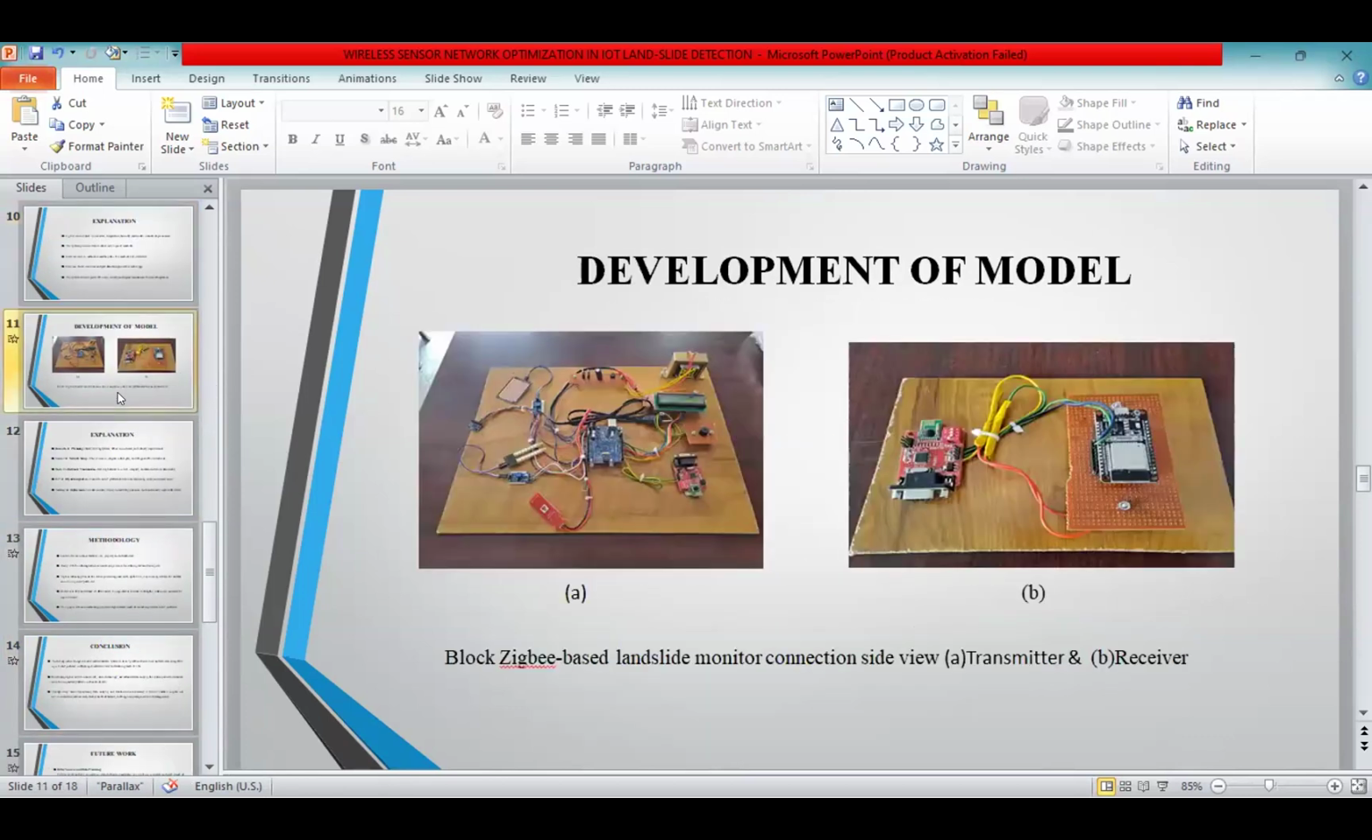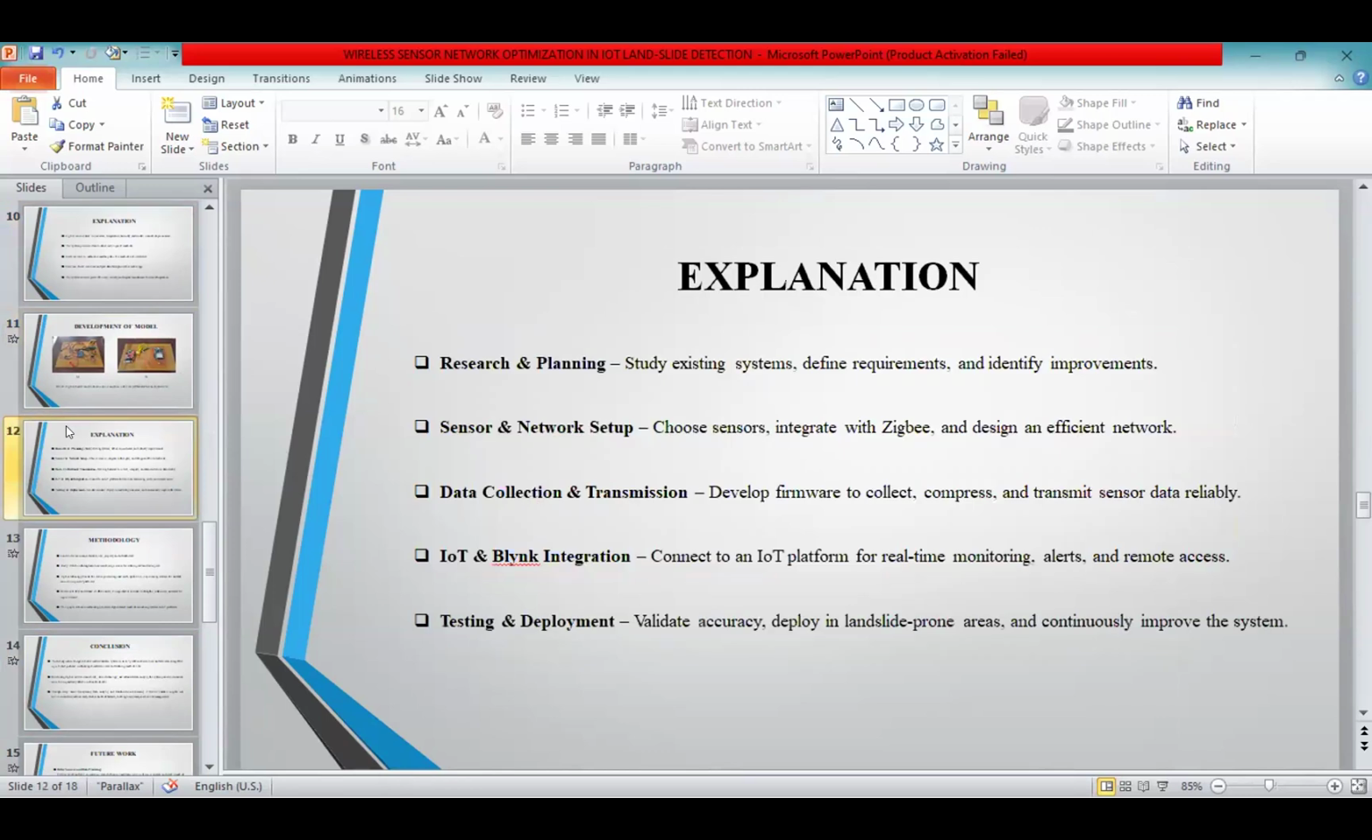Here is the development of the model. The block diagram of the Zigbee-based landslide monitoring connection, side view, and the transmitter and receiver. Research and planning: study the existing system, define requirements and identify improvements. Sensor and network setup: choose sensors integrated with Zigbee and design an efficient network. Data collection and transmission: develop firmware to collect, compress and transmit sensor data reliably. IoT and Blynk integration: connect to an IoT platform for real-time monitoring, alerts and remote access.